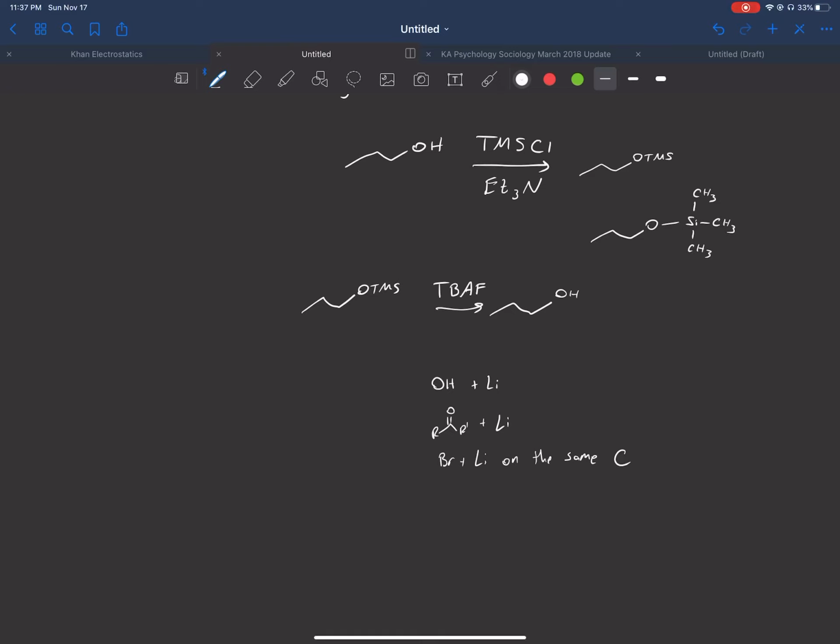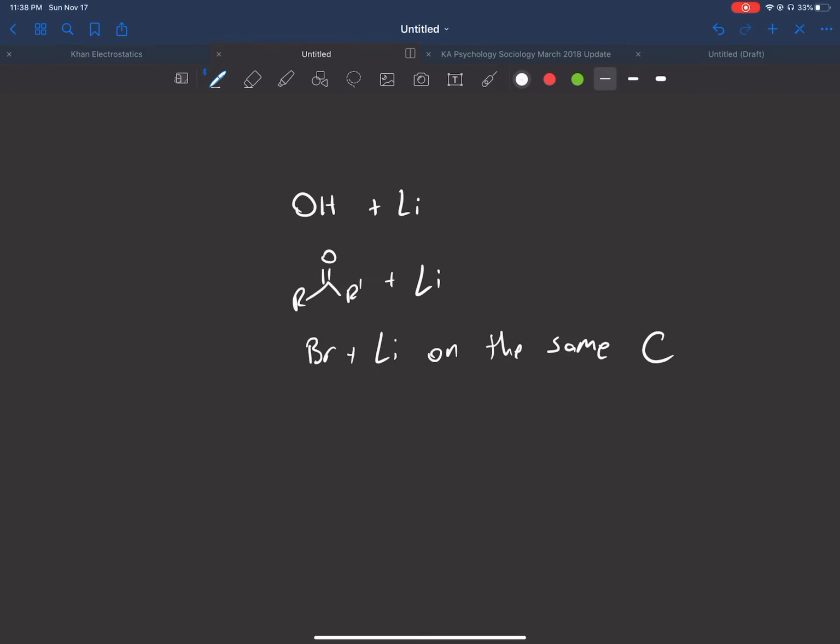And don't worry, I will go through some synthesis examples where we do use protecting groups, because I have a feeling they will give you a synthesis where you have to use a protecting group. Those are three scenarios that I gave that we cannot have. You're not allowed. It'll ruin your synthesis. You'll get points off.